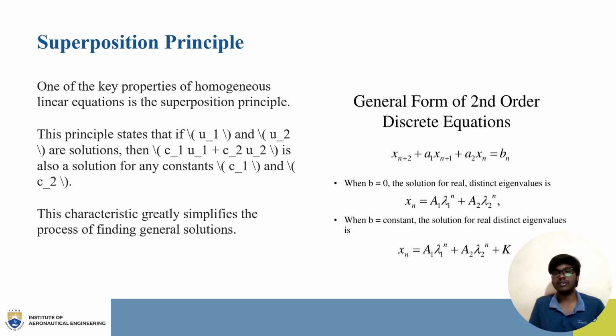General form of second order discrete equations are like x of n plus 2 plus a1 x of n plus 1 plus a2 x of n equal to b of n, where x of n equal to a into lambda 1 to the power n and also so on.